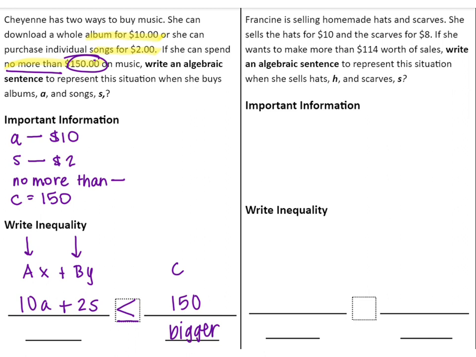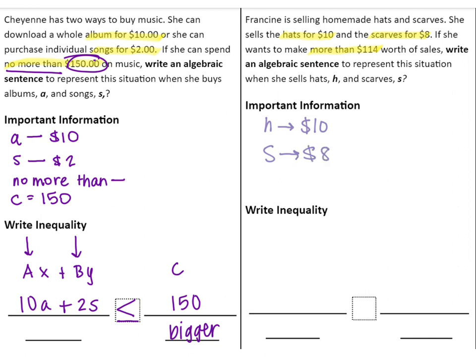Francine is selling homemade hats and scarves. She sells hats for $10 and scarves for $8. She wants to make more than $114 worth of sales. So we wanted to write another algebraic sentence to represent this situation for hats and scarves. All right, so I have my two variables, H and S. That rate for my hats is going to be $10, and that rate for my scarves is $8.